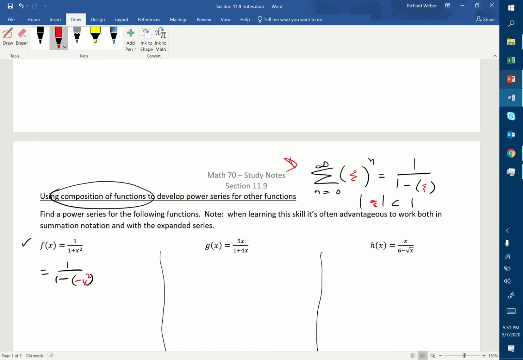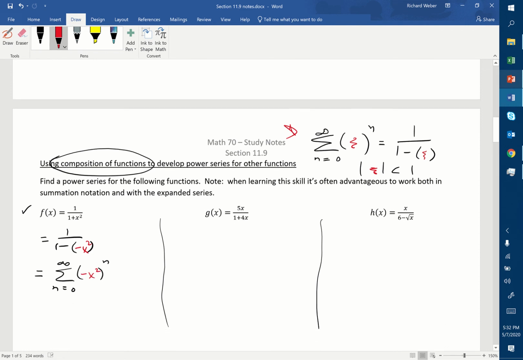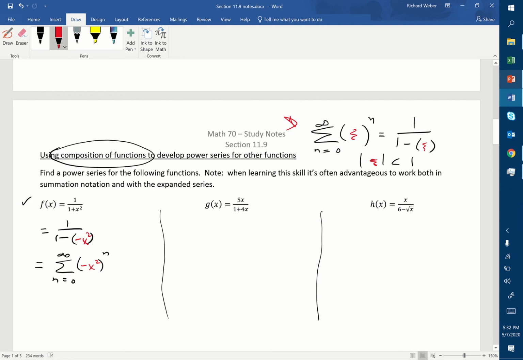Now stare at that. That's true, isn't it? From algebra, that's true. But we have a series for 1 over 1 minus whatever. And that series, in terms of function notation, sigma notation, is this. It's whatever you put in there to the n power. And we put in minus x squared. Okay? So are we done?